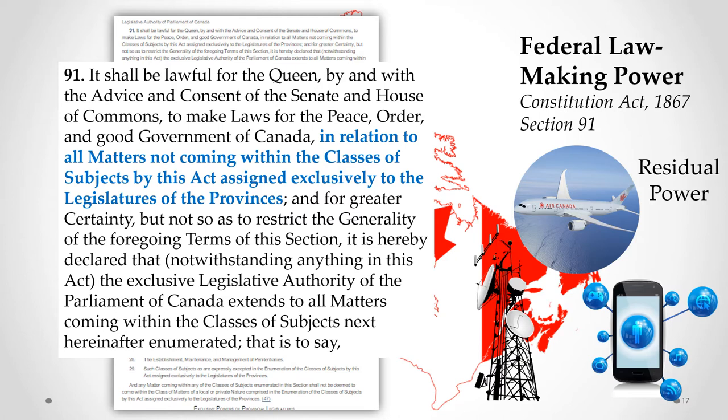Some examples of the subject matter that falls within the residual power that the federal government has authority to regulate, and actually does regulate, is air travel. Airplanes and air travel, airports, are all regulated by the federal government. Another example of residual power is the regulation of telecommunications and broadcasting, like TV stations, cell phone networks. All of that is regulated by the federal government. And the federal agency that regulates that, by the way, is called the CRTC.